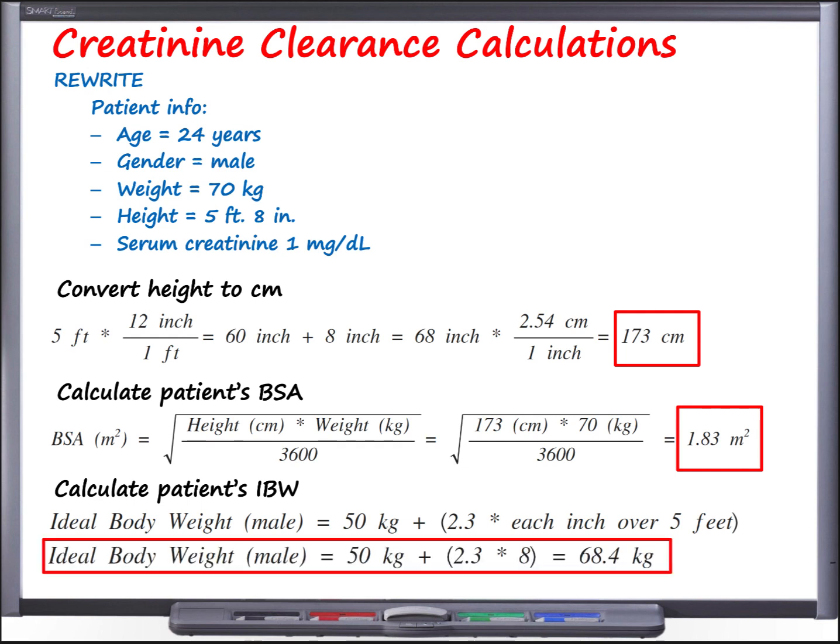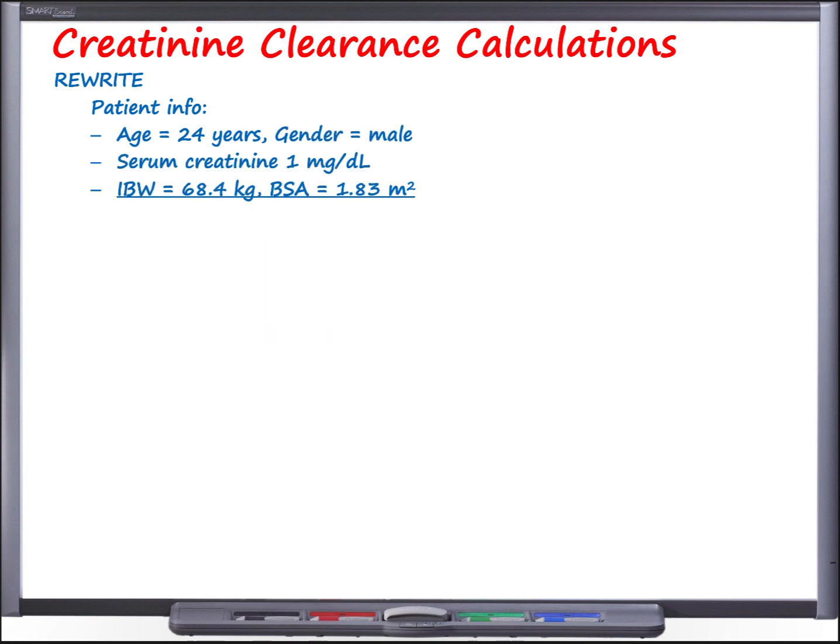So for this patient, it would be 50 kilograms plus the number 2.3 times 8, since they are 5 foot 8 inches. So if we do that math and add that together, our final answer for this patient's ideal body weight is 68.4 kilograms. So these three numbers are going to be important as we move forward. We needed to do this before we can even attempt to solve the formulas for the different creatinine clearances. Okay, so now we're ready.